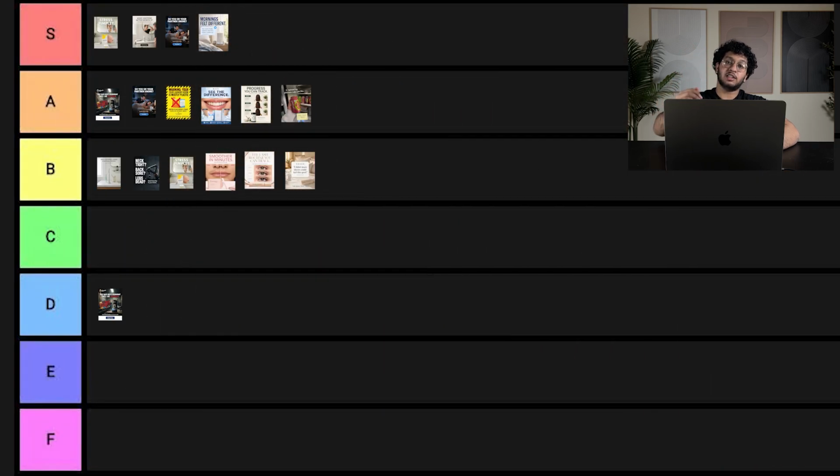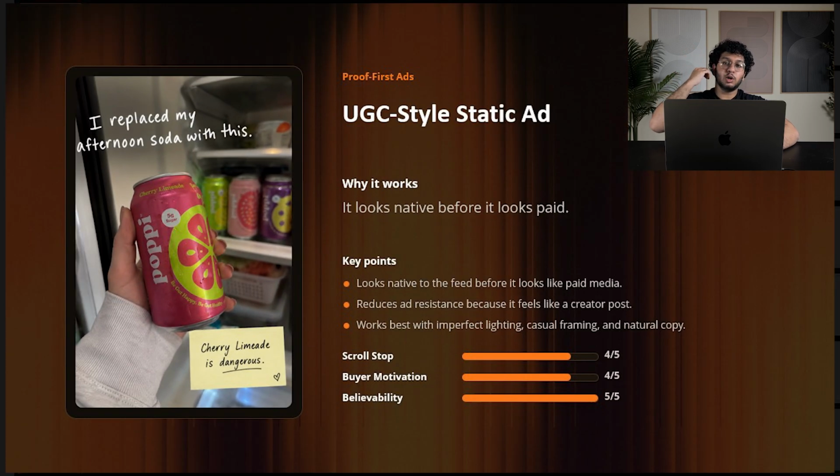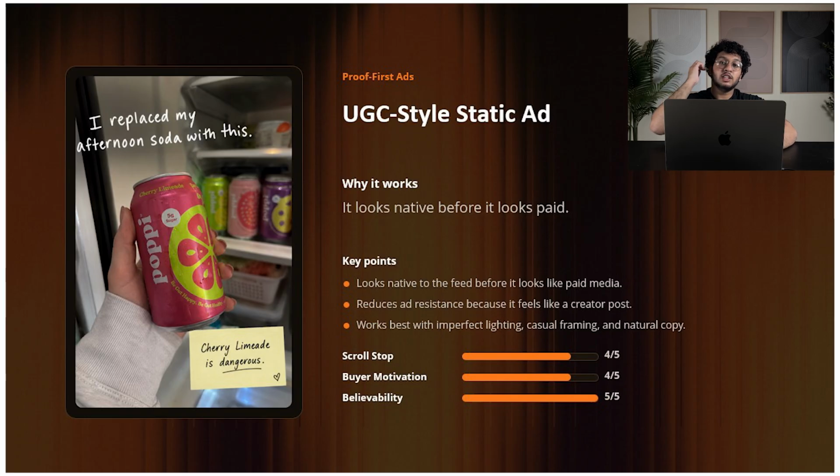Next is UGC style static. UGC style statics are A tier. They look like normal content before they look like ads. That reduces resistance. A fridge shot, bathroom counter, mirror selfie, phone photo, these formats feel native. They score very high on believability. The only reason I don't make this S tier is that a UGC look is not enough. The ad still needs a strong hook. A casual photo with weak copy is just lifestyle content, but with the right line, this can be a very strong format.